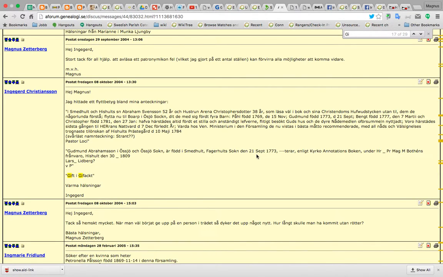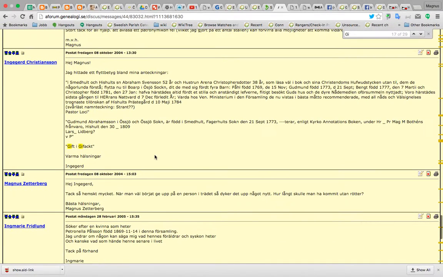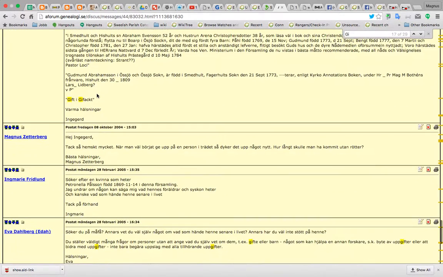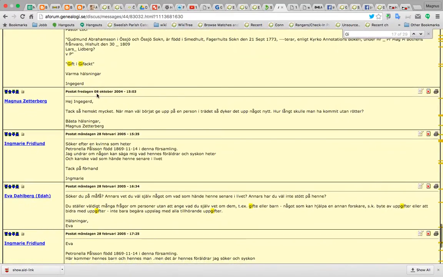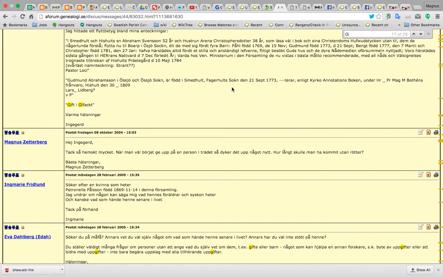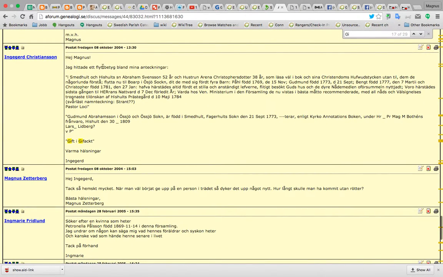And here you have again Gudmund Abrahamsson, and I think that's yours, in Örsjö, born in Smedshult, Fagerhult socken, the 21st of February 1773, in the book annotated by priest Mag Botén. Born in Givakt, and that's the place I think they lived in. So here you have much more information. Now we have a date, but we don't have the source, I think, really. Brown, she said by her notes.